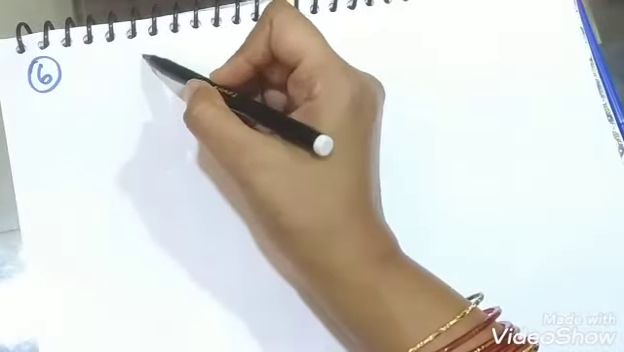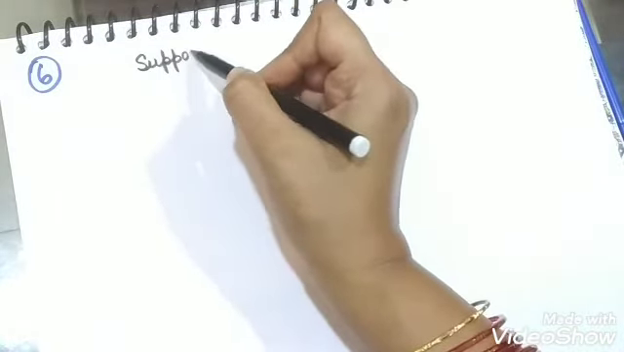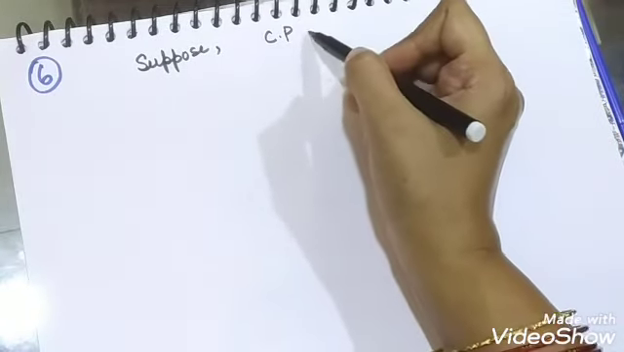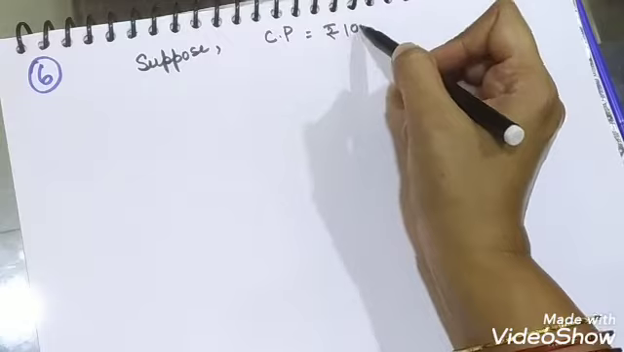So whenever gain or loss percent is asked, if cost price is asked, then you will consider cost price as X. If selling price is asked, then you will consider selling price as X. But when gain or loss percent is asked, it is convenient to consider the cost price as rupees 100. In this way the calculation becomes very easy if you follow this way. So how? In this particular case, we suppose the cost price of goods is rupees 100.